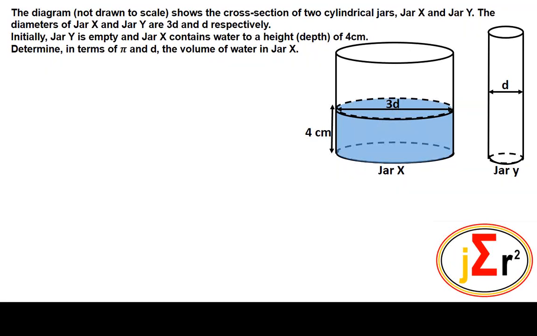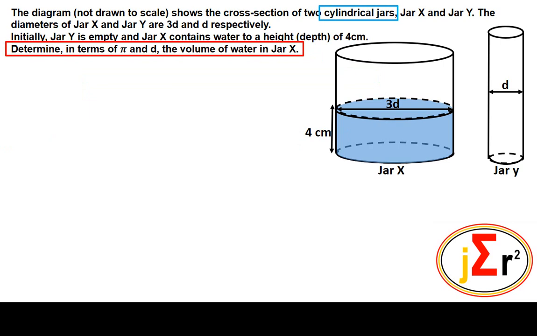Determine in terms of pi and d the volume of water in jar X. We will determine in terms of pi and d the volume of water in jar X. There we have it highlighted. Determine in terms of pi and d the volume of water in jar X.